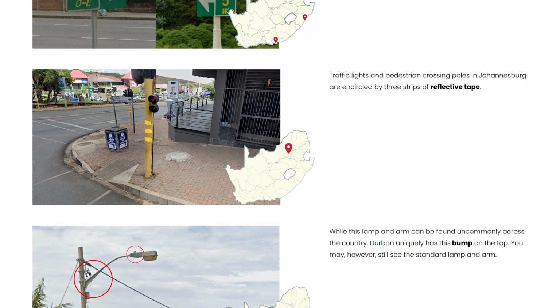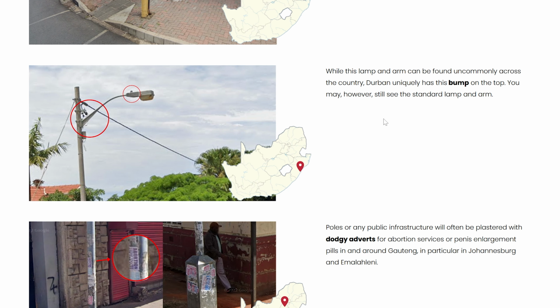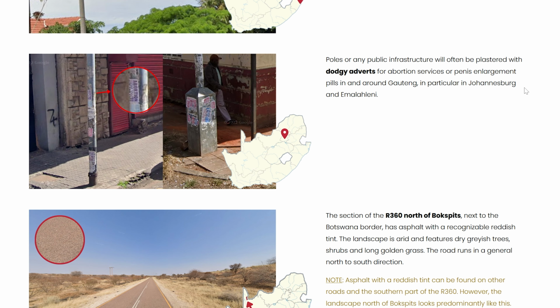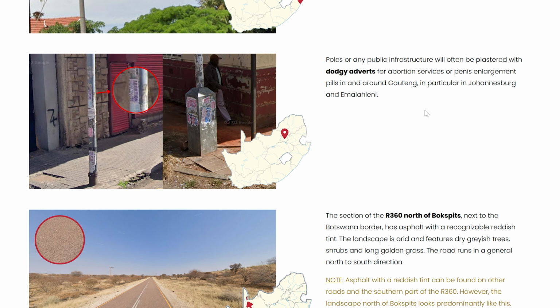Sure. Traffic lights and pedestrian crossing poles in Johannesburg are encircled by 3 strips of reflective tape. Oh, it's kind of like California. While this lamp and arm can be found uncommonly across the country, Durban uniquely has this bump on top. But you can still see standard lamps and arms, but I guess if you see a bump, you're gonna be in Durban.